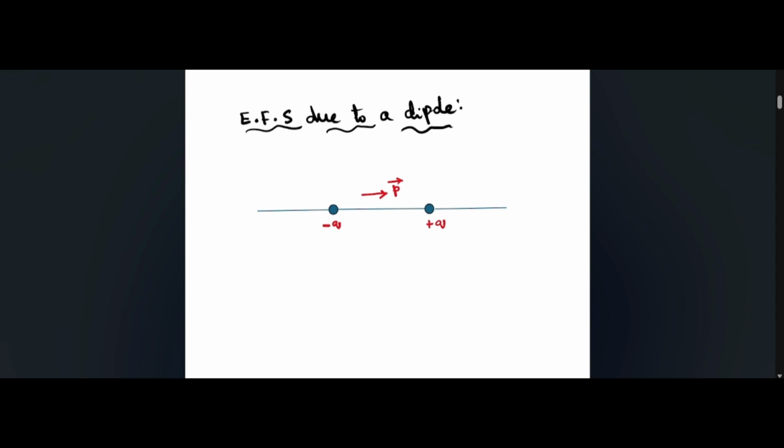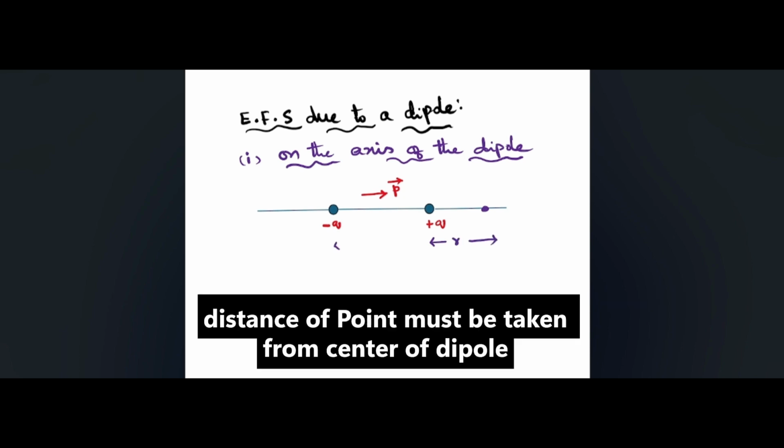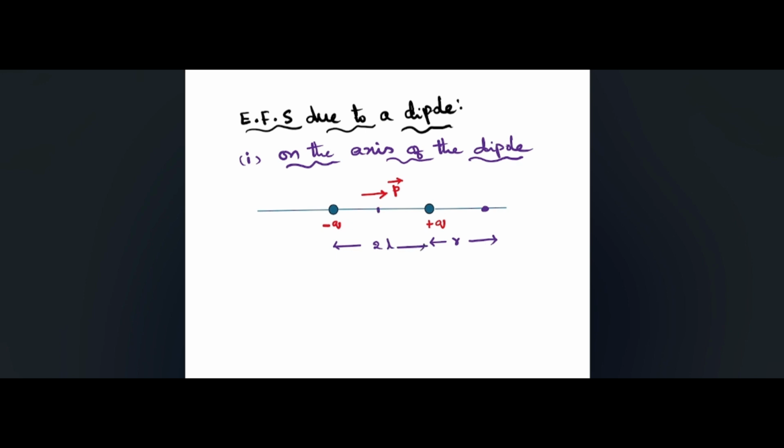Now we'll see the electric field strength due to a dipole. Case one is on the axis of the dipole. What is the axis? The line passing along the length of the dipole. That is the axis of the dipole. So let us take a point at a distance r from the plus q. Say the length of the dipole is 2L. If you take the center of the dipole as the reference, then this becomes L and this also L.